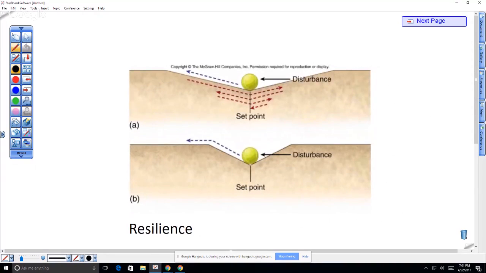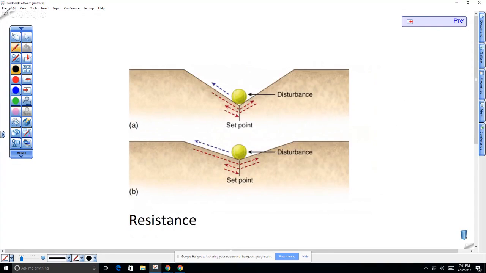So if we look at resistance, that's the one that I missed. Resistance would be, notice that this is more resistant to change because this is a higher curve, right? So it is going to be more resistant to change, and this is going to be less resistant because it's going to take less energy to move this.